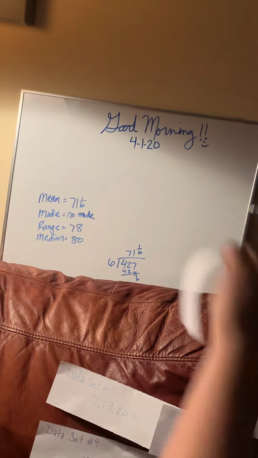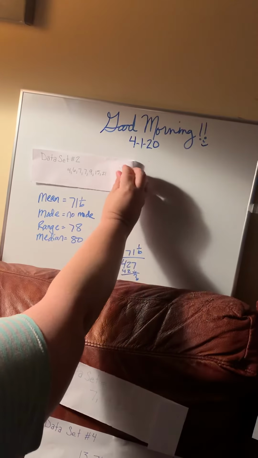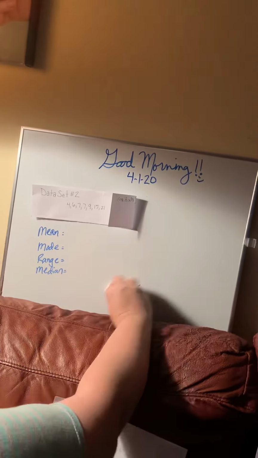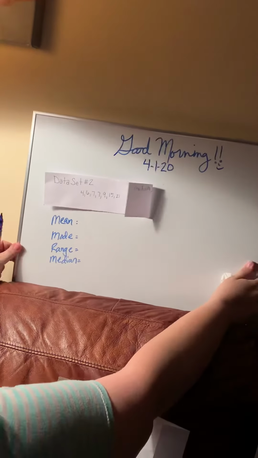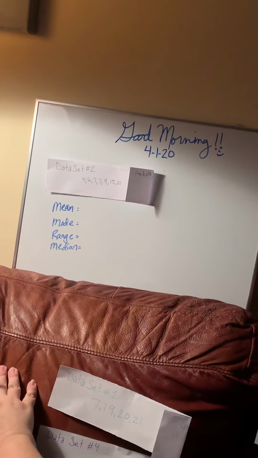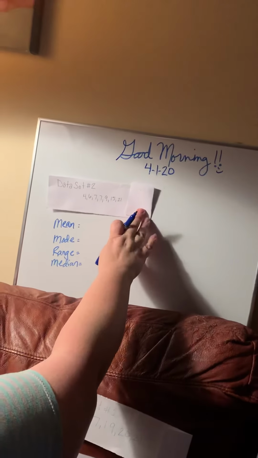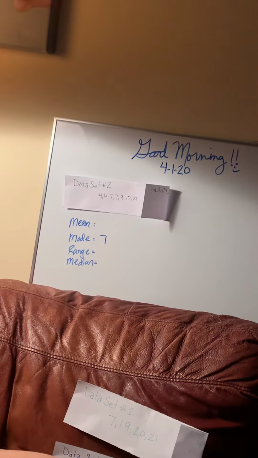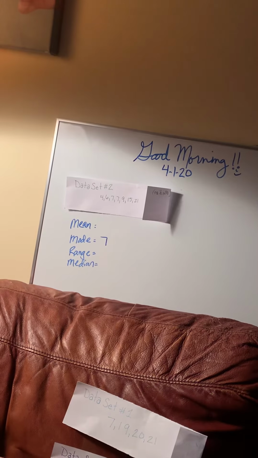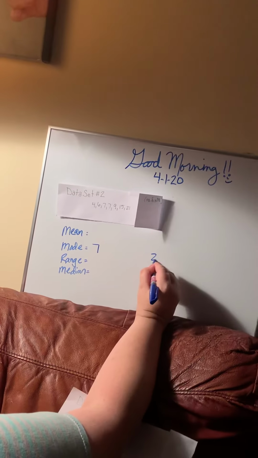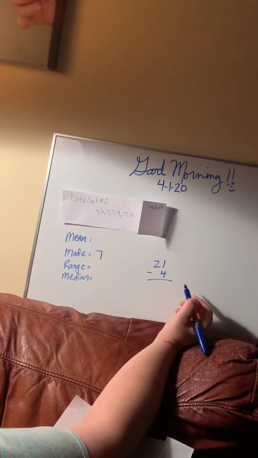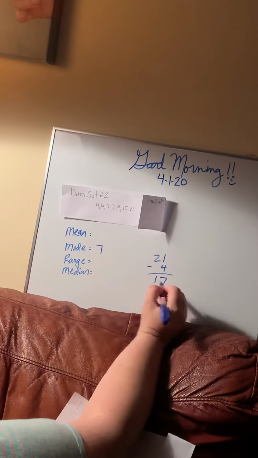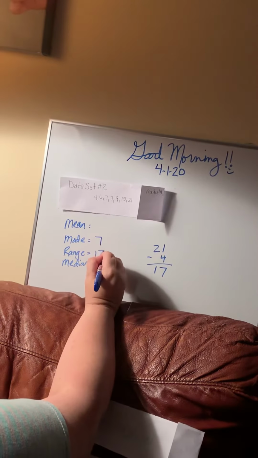Let's see. Let's do this data set. See what we end up with. All right. Okay. Again, first one I start with is mode. We do have a mode this time. The mode is 7. Okay. We have 2 7s and only 1 of everything else. Okay, the range, okay, well, our largest number is 21, our smallest is 4. If we subtract, we get 17. Okay, so the range is 17.